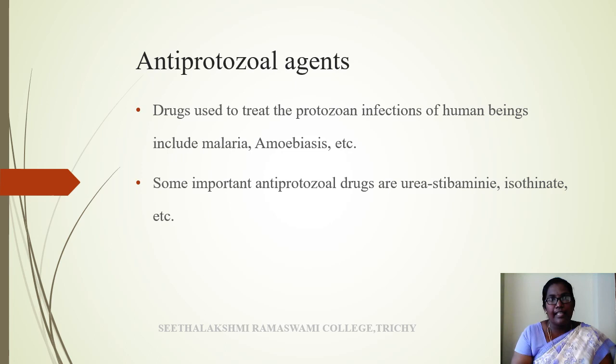Antiprotozoal agents. These drugs are used to treat protozoan infections of human beings, including malaria and amoebiasis. Protozoa are parasites. The parasite goes to some insects, that insect comes and bites the human being, and we get that disease. These types of diseases are called protozoal infections. The drugs used to treat protozoal infections are called antiprotozoal agents. Some important antiprotozoal drugs are urea stibamine, isethionate, etc.